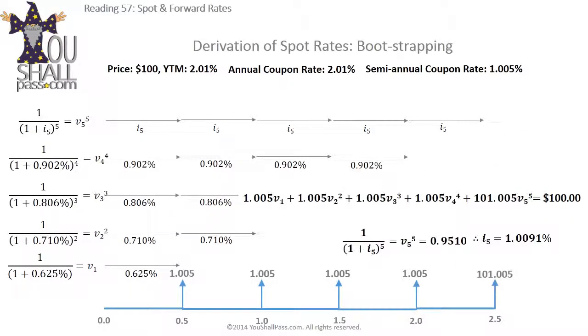The price equation for this bond looks like this, and with the same basic arithmetic or algebra or whatever, we arrive at this value for the discount factor V5, and which leads to this value for I5. I5 being by definition our spot rate for the fifth 6-monthly period or the 30-month spot rate.